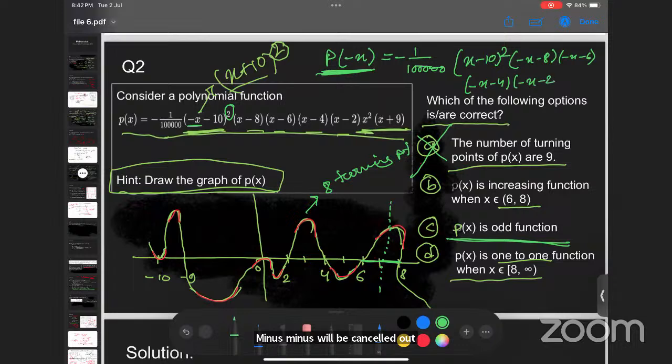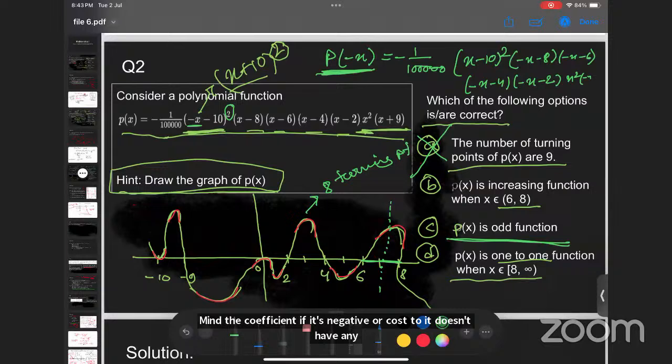Ma'am, I have a doubt here. What will happen to the coefficient minus 1 by 10,000? Do we need not consider it at all, because the coefficient over here is negative? Yes, this is not a problem. We are just replacing x by minus x to find whether the function is odd or even. The coefficient, if it's negative or positive, doesn't have any impact on the end behavior. For this case, you just have to put minus x instead of x, okay?